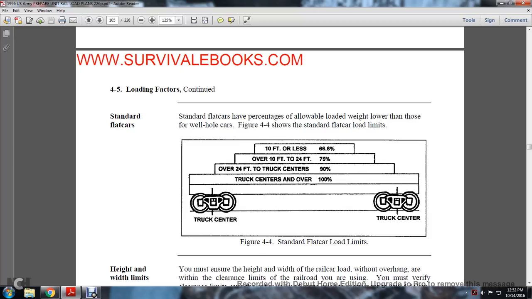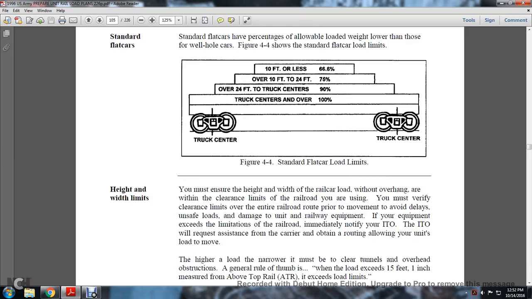4.5 Loading factors. Standard flat cars. The flat cars have a percent allowable weight load lower than the well hole cars. Figure 4.4 shows the standard flat car load limits: 10 feet or less, 66%; 10 feet to 24 feet, 75%; 24 feet to the truck centers, 90%; truck centers and over, 100%.